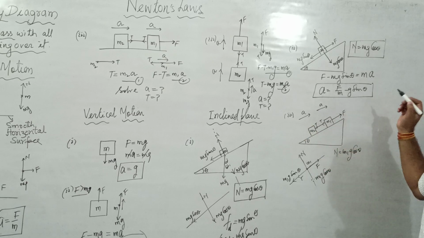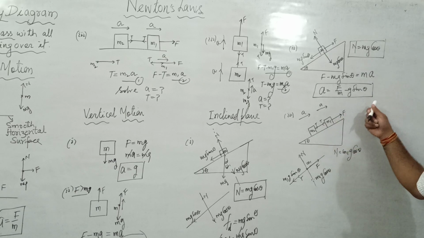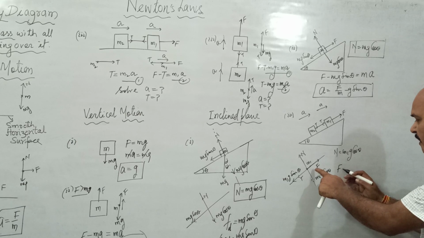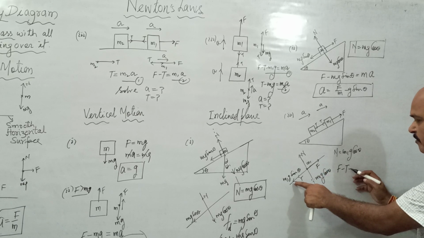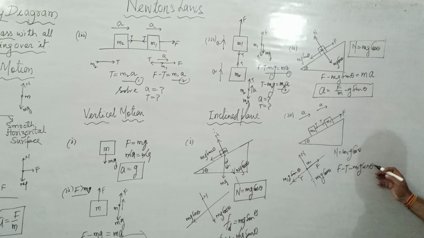Since the body is moving up, the net force has to be in this direction. If the net force is in this direction, what is that net force? That net force is F minus T minus m1g sin theta. That net force is equal to what? Mass of the body times its acceleration.